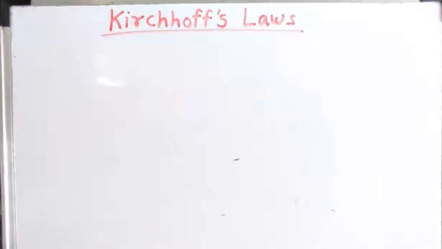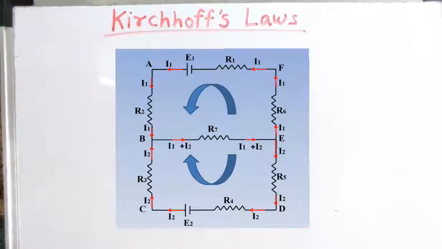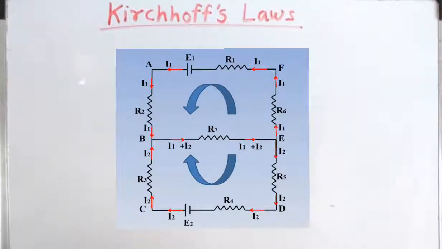But if the circuit is more complicated, meaning it has more components like resistances or sources of EMF, more branches, more junctions, then it becomes very difficult to make use of Ohm's law for such circuits. In such a case, we are going to make use of Kirchhoff's laws. More complex circuits can be analyzed by using Kirchhoff's laws. So Kirchhoff formulated two rules for analyzing a complicated circuit, and in this video, we are going to discuss these laws.